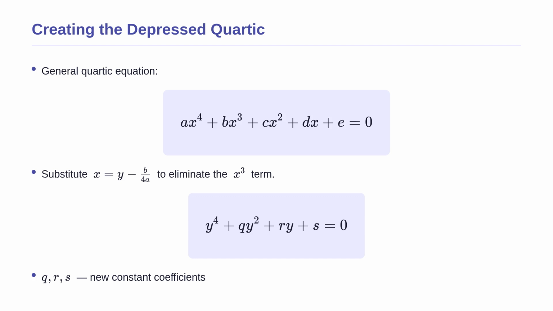When we expand this, the cubic terms perfectly cancel out. This leaves us with the depressed quartic, which only has terms for y to the fourth, y squared, y, and a constant. The letters q, r, and s represent our new calculated coefficients.